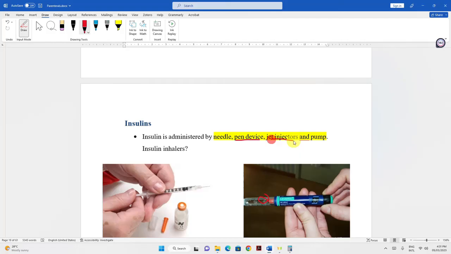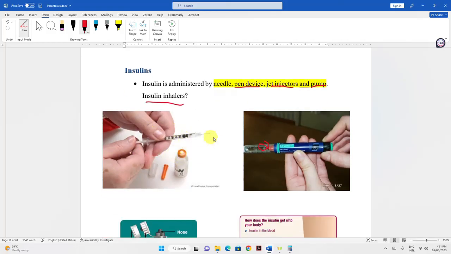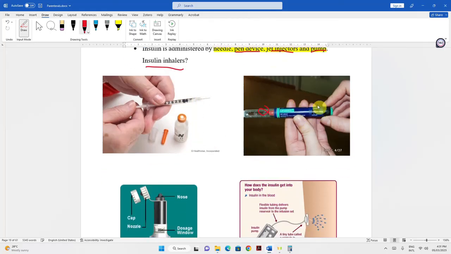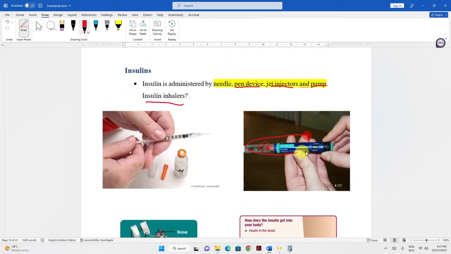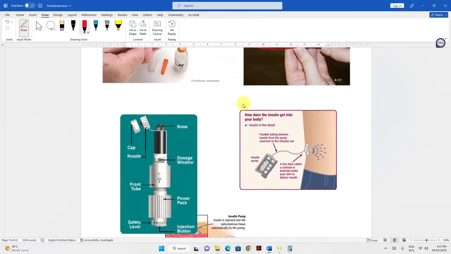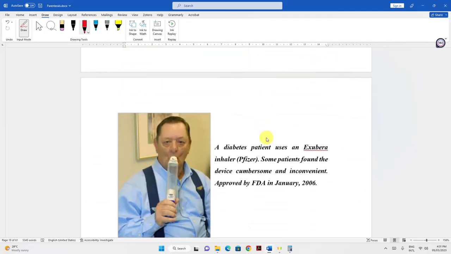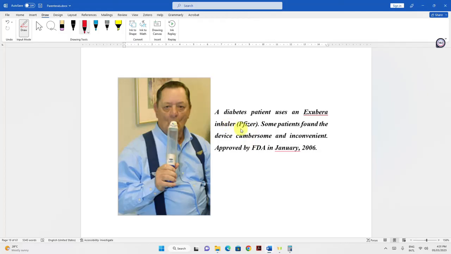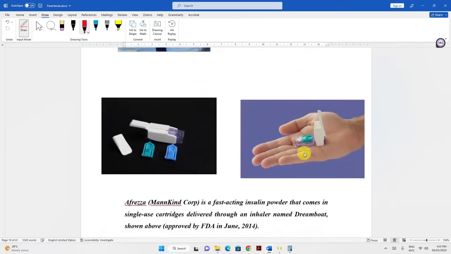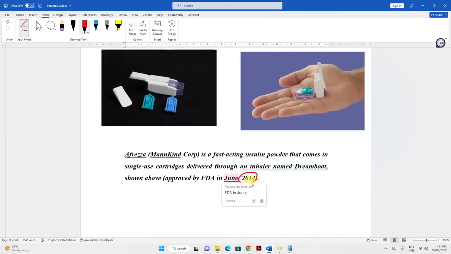We also have jet injectors, we have pumps, and we have insulin inhalers. Look, this is a syringe. This is the pen, which is the more common one. This is commonly used, the pen most of all. You will see it. Okay, we have the jet injector, what you see here, and we have insulin pumps. Okay.